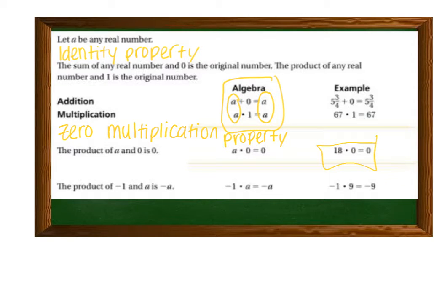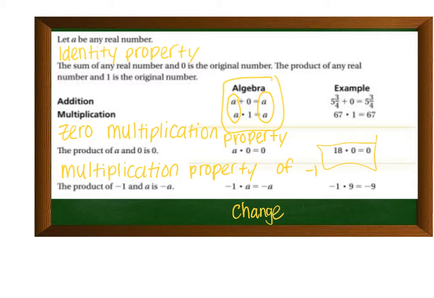And lastly, this is the multiplication property of -1. Okay? And that just means that you change the sign. Okay, so we've got -1 times 9, that becomes -9. -1 times any number a is going to be equal to -a. So these are all of our properties for this lesson. Go ahead and get familiar with them. We will be using them to prove why certain things are the way that they are.